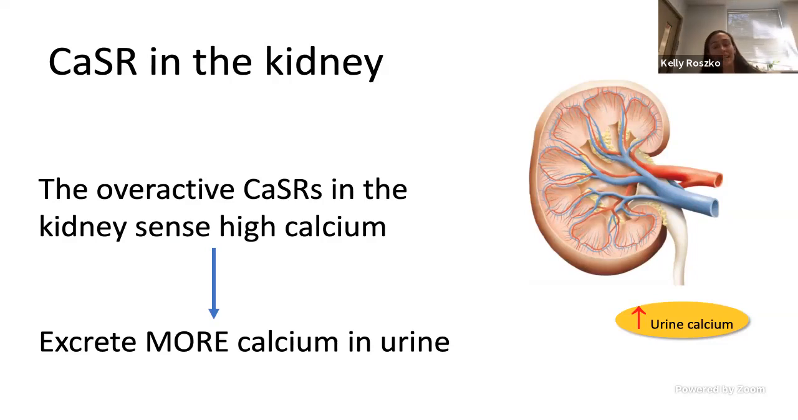So in the kidney, the calcium sensing receptors are also affected. As a result, the kidney thinks the calcium level is high, and it excretes even more calcium into the urine. Thus, these patients with ADH1 have inappropriately increased calcium in the urine, even though their blood calcium is actually low.